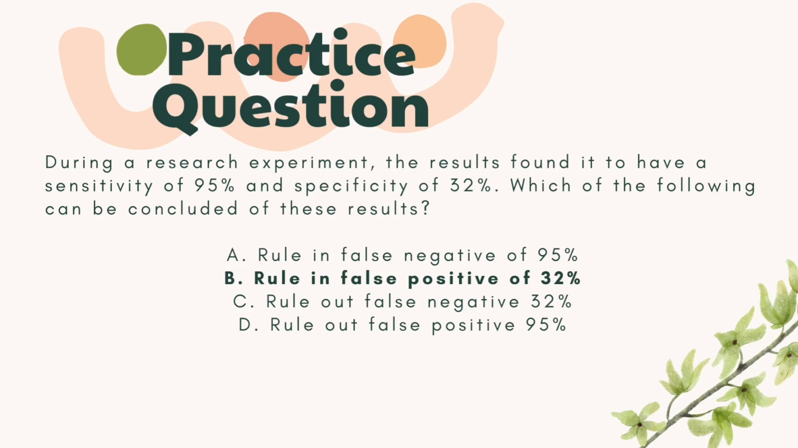C, ruling out false negative of 32%. Well, ruling out is sensitivity, which goes with 95%, which is incorrect. And then D, ruling out false positive of 95%. Well, ruling out goes with the 95%, but it would not be a false positive. It would be a false negative. So that is why D is incorrect.